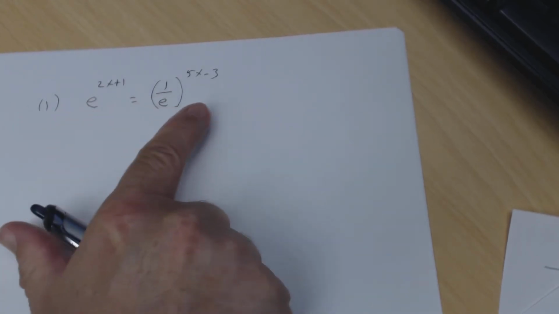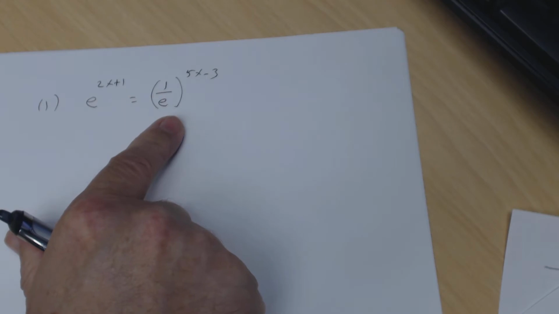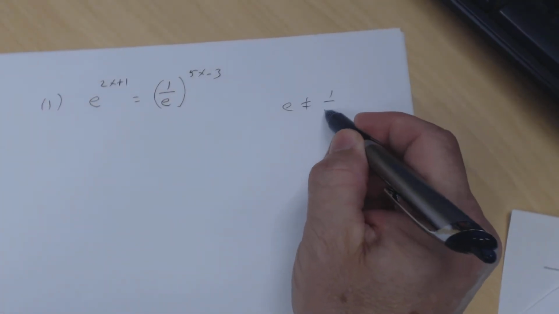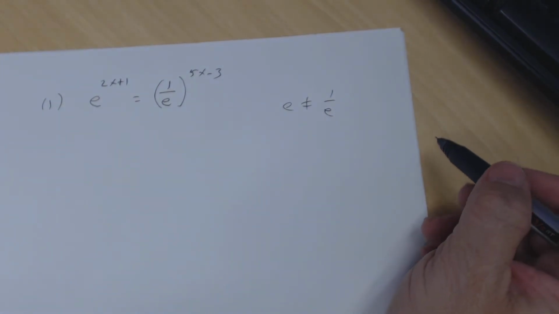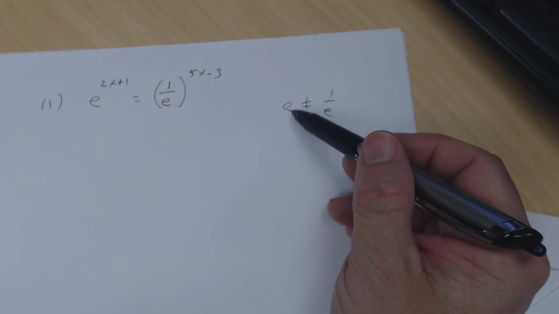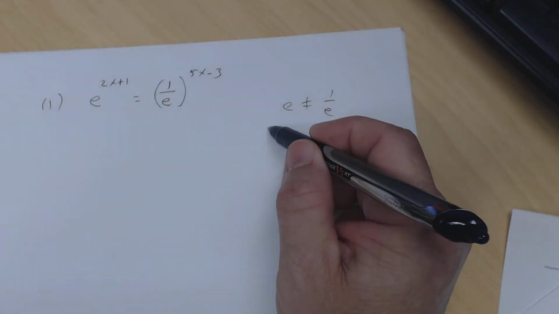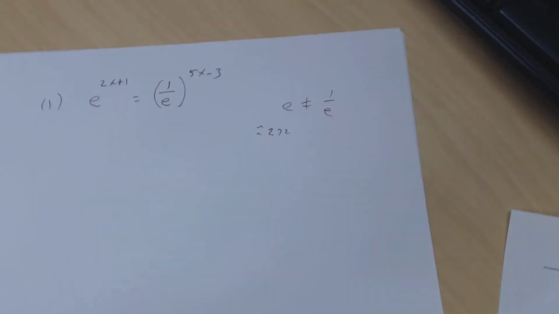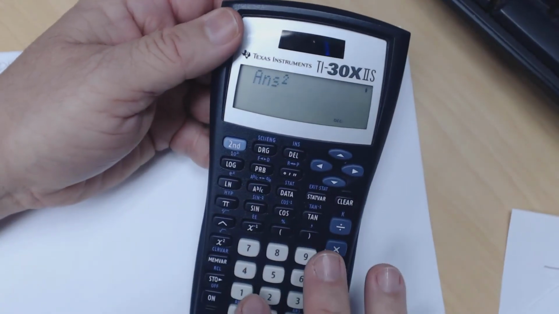Okay, now don't make the mistake and say that the bases are the same. The bases are not the same. This base is e. This base is 1 over e. e does not equal 1 over e. Okay? That's not true. So those bases are not the same. You can even put that in your calculator. e is approximately equal to 2.72.